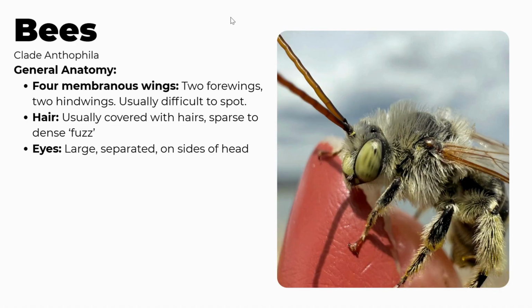For the case of the eyes, the eyes will be located in the head. They're going to be quite large, and they will be located on the sides of the head. Very important to know is the eyes will be separated. This is going to be a big difference with flies, because in flies, these eyes are going to be next to each other, and they will be next to each other on top of the head.